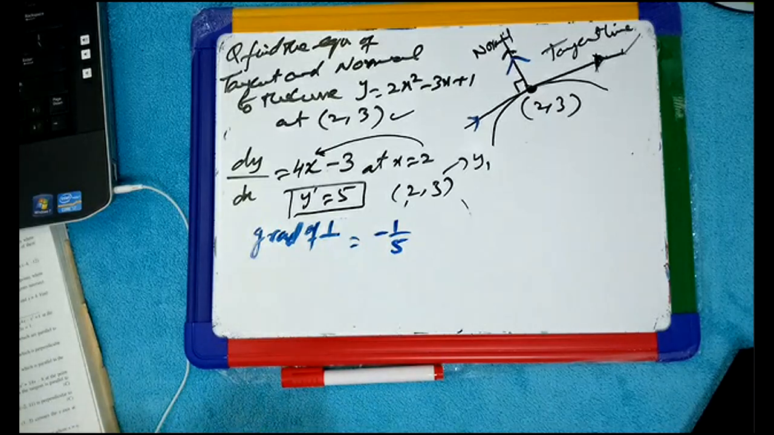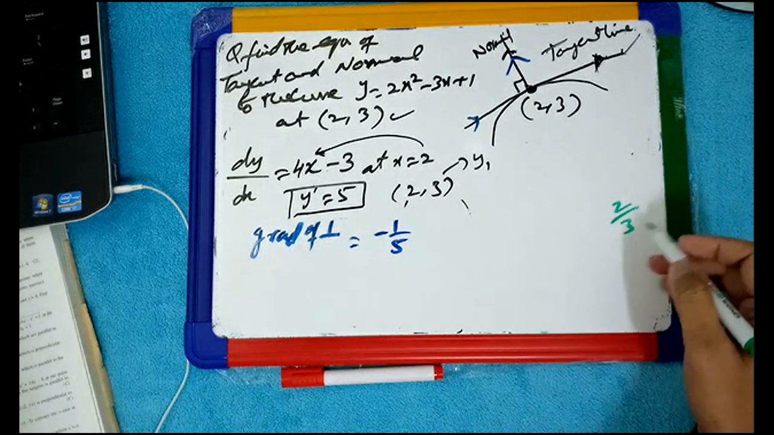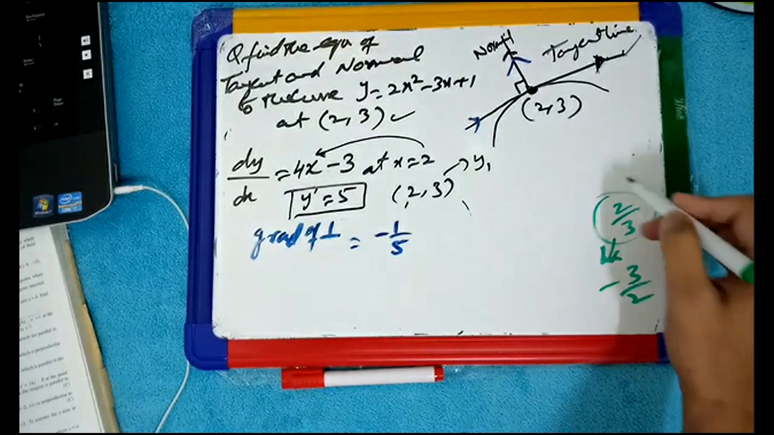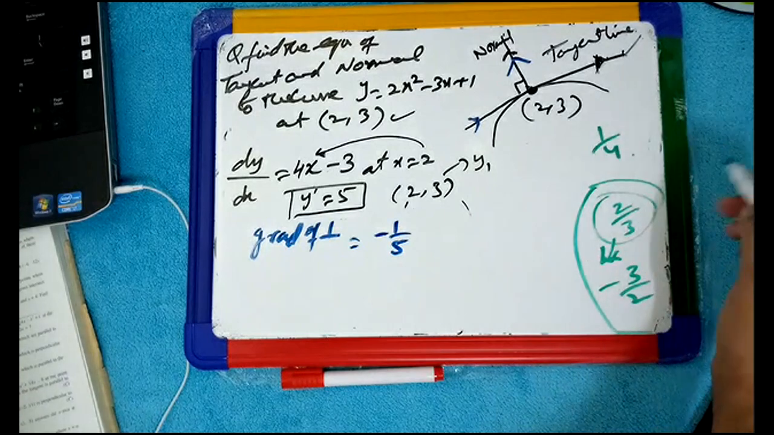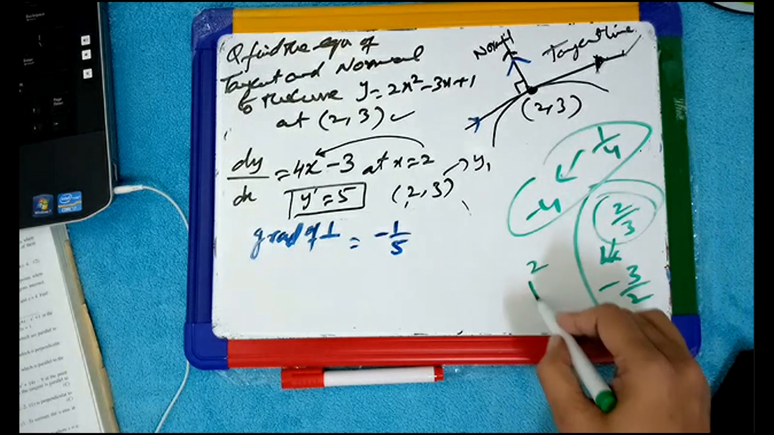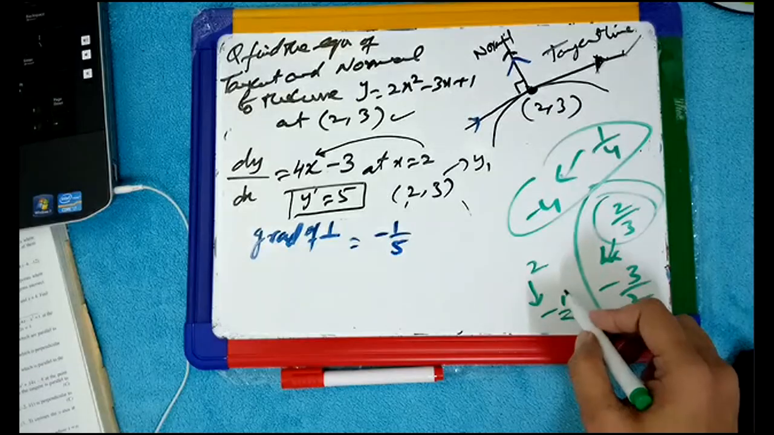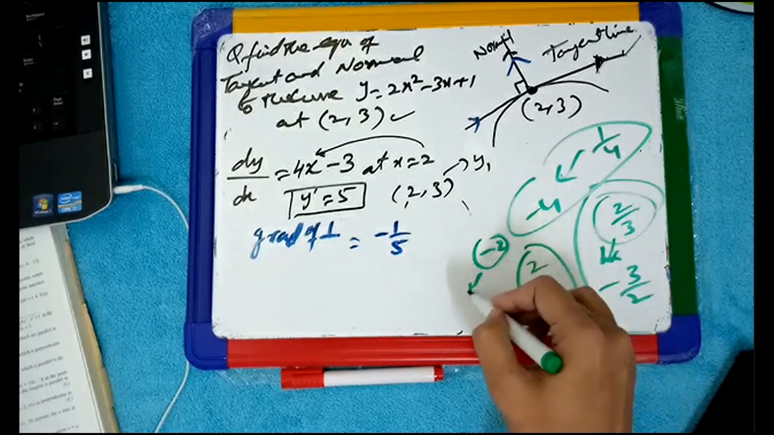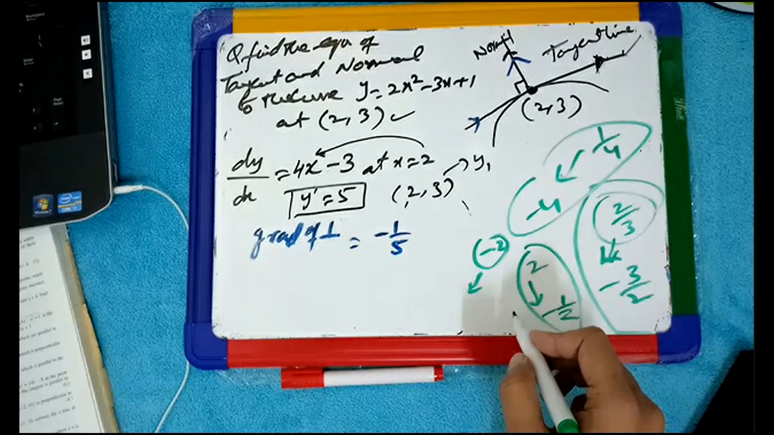If my gradient is 2 over 3, what is the normal gradient? Minus 3 over 2. Very good practice. One more. If the gradient is 1 over 4, what will be the normal gradient? Minus 4. Very good. Last: if the gradient is 2, what will be the normal gradient? Minus 1/2. Okay, if the gradient is minus 2, what will be the gradient of normal? 1/2. Very good. You are perfect.